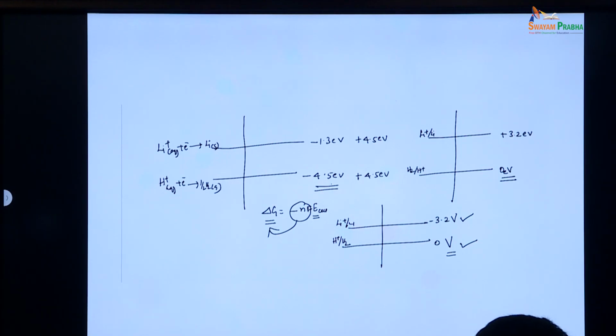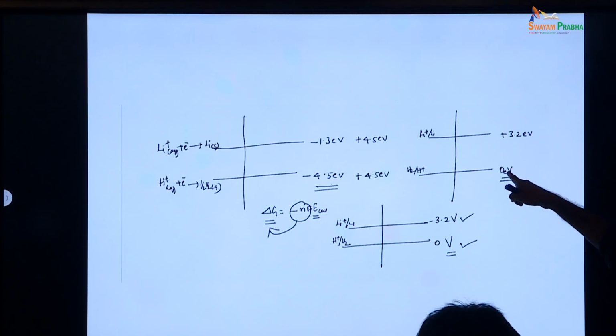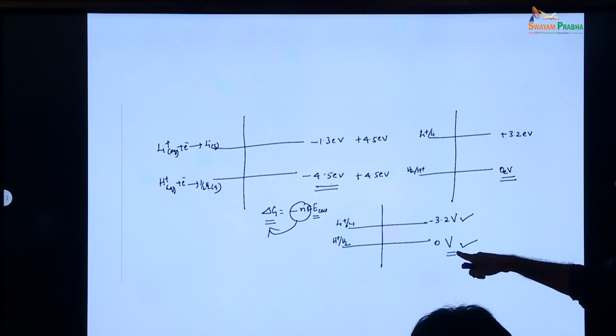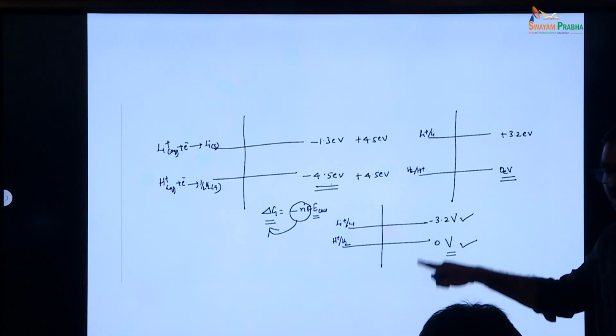Okay, let's go back to the electrochemical series and see. Because I said this is an order of magnitude calculation, I have not considered the entropy changes, so the value should be close but not exact. You can see here lithium minus 3 volt, hydrogen 0 volt, copper 0.34 volt. Am I clear? Any question?